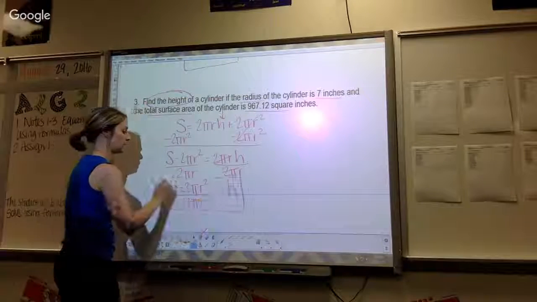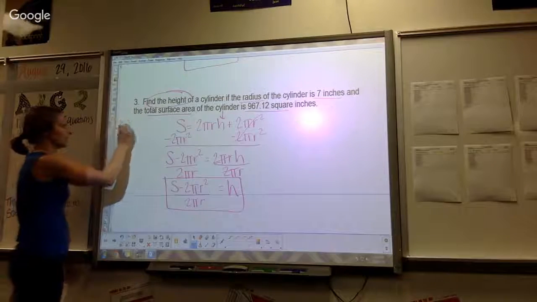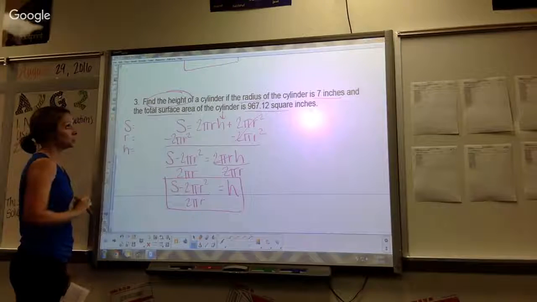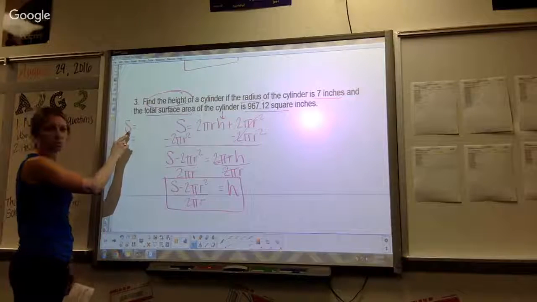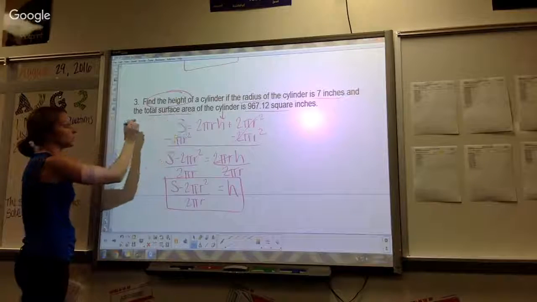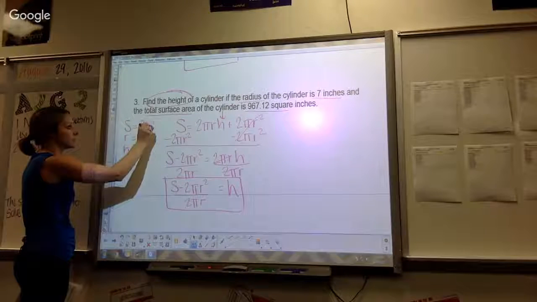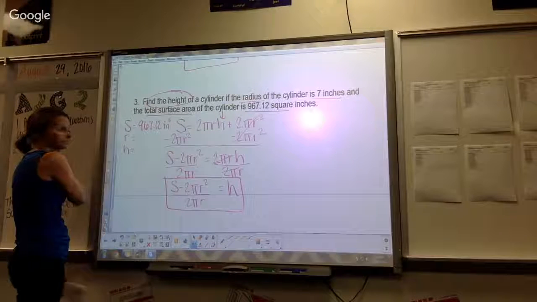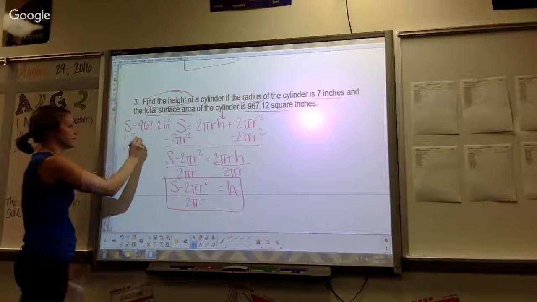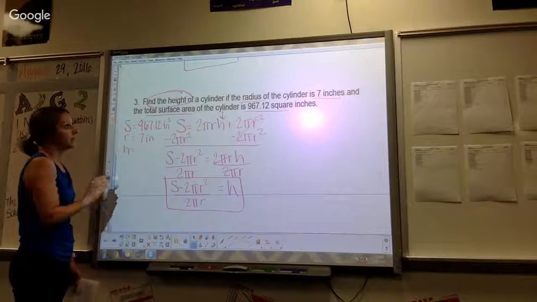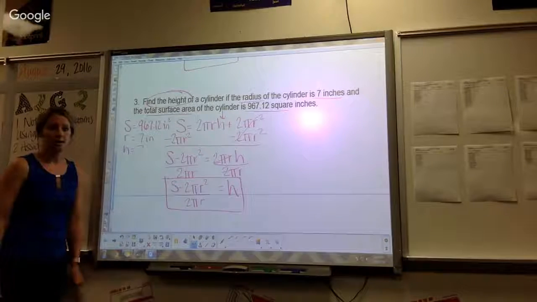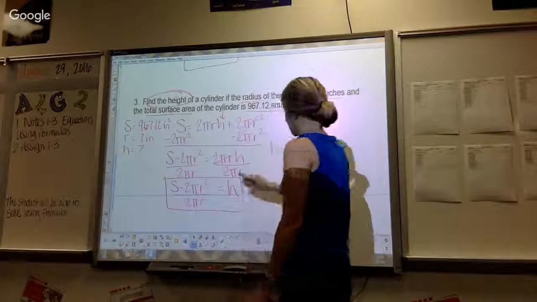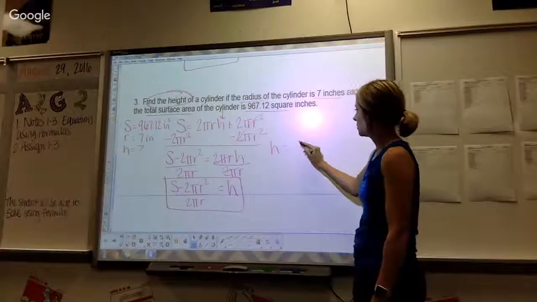So there's my equation. Writing your variables down, we have an s, an r, and an h. S represents your total surface area, which is 967.12 square inches. The radius is 7 inches. And then we're looking for the height.